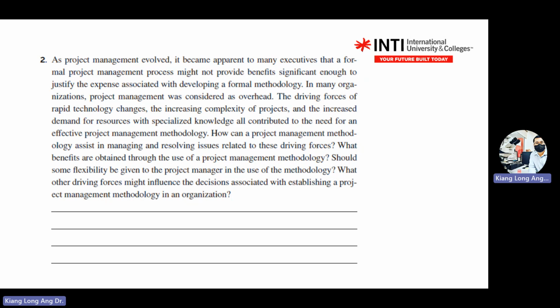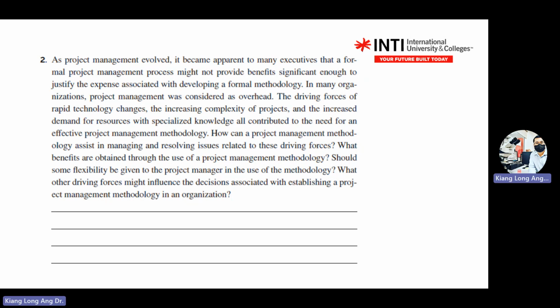Okay. Then, should some flexibility be given to the project manager in the use of the methodology? This one, yes. The answer is yes, because it gives you effective management of changes. Once you use the project management methodology, you give prioritization, so you have the authority to influence the decision. Okay.